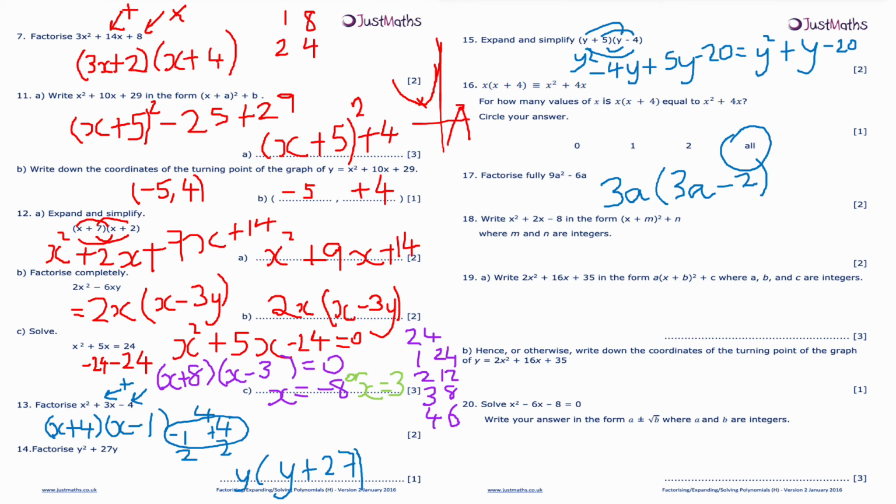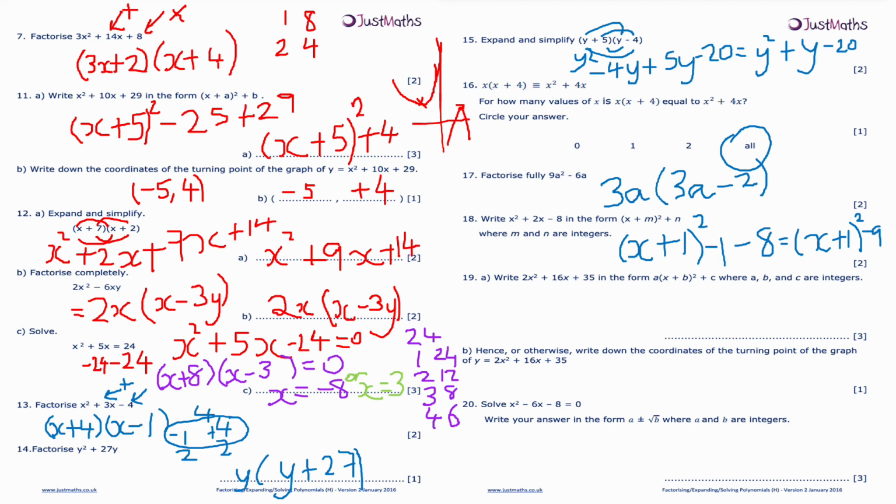Question number 18. Write x squared plus 2x minus 8 in the form x plus m all squared plus n, where m and n are integers. So it's completing the square again. Half the coefficient in front of the x: half of 2 is 1, so x plus 1 all squared minus 1 minus 8, which I can tidy up to be x plus 1 all squared minus 9. That's my answer for that one.